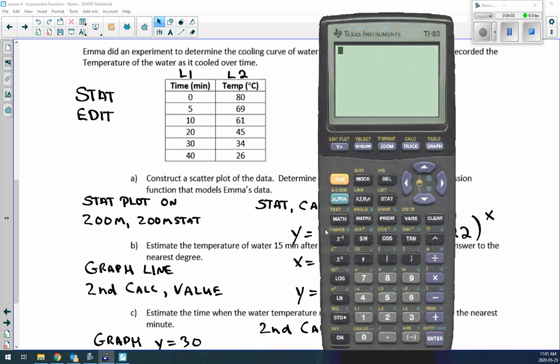And how do we do it? Remember, you go to zoom and zoom stat, because then it sets the window for you. Zoom stat, hit enter. There it is. Oh, there's the data there. Oh, you can see it's going down.